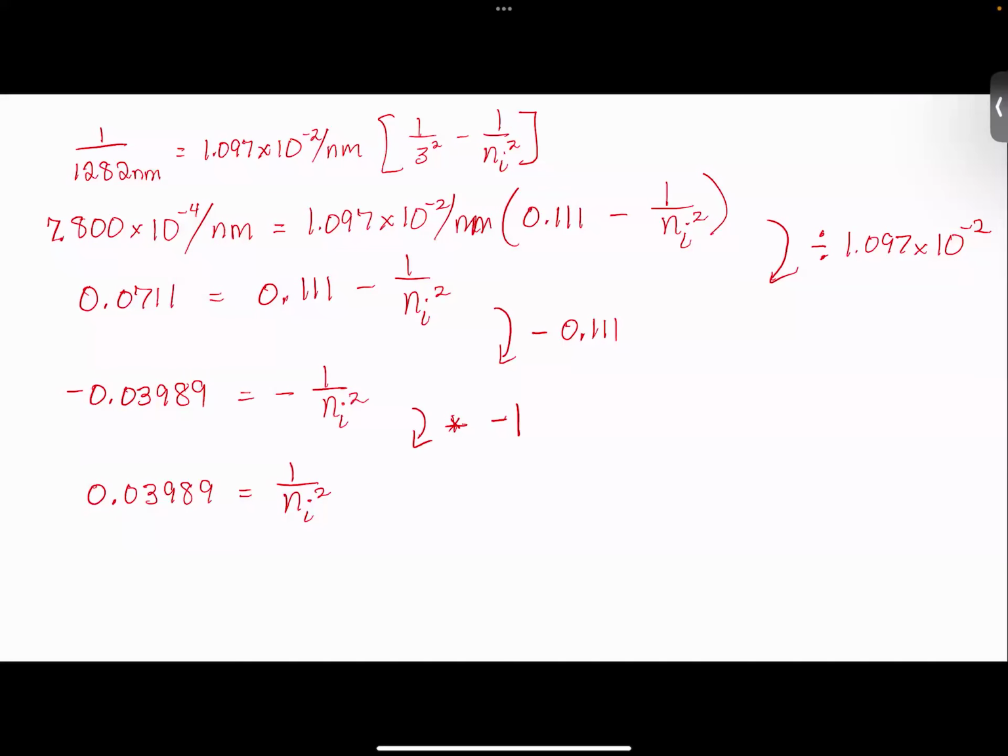At this point, I use the inverse key on the calculator, which is x to the minus 1. And that gives me a value of 25 is equal to 1 over n sub I squared. I'm sorry, it's equal to n sub I squared. And then you take the square root of both sides, and you get an n sub I equal to 5.